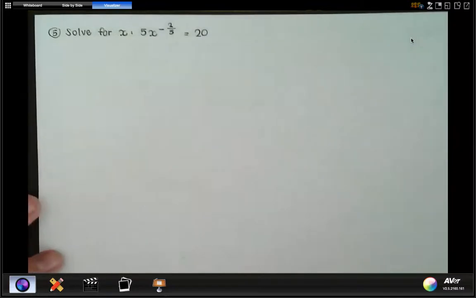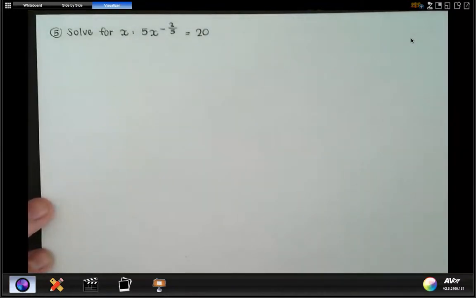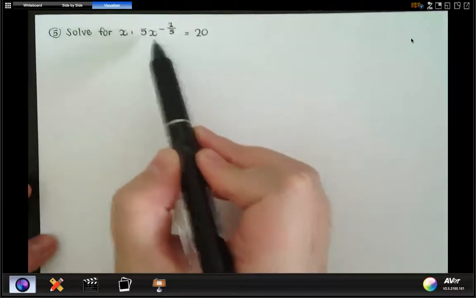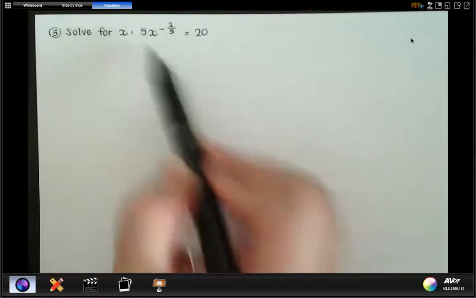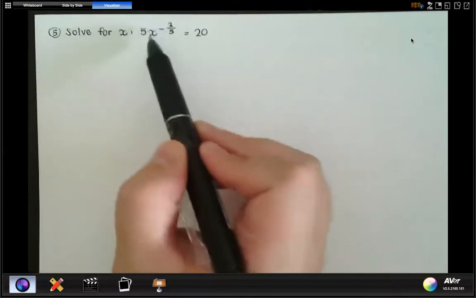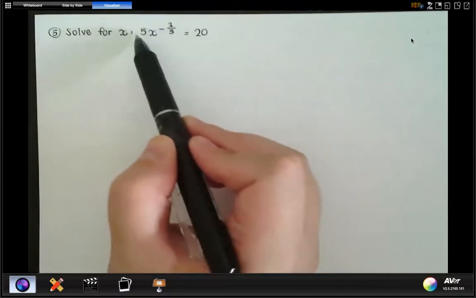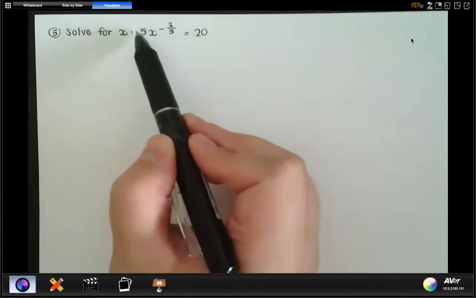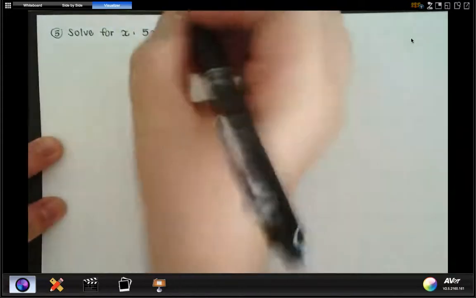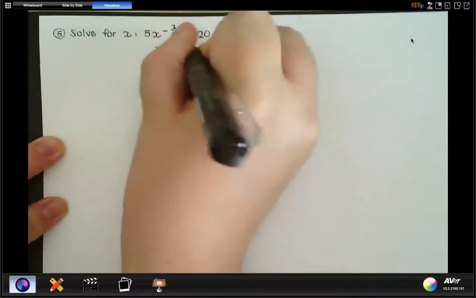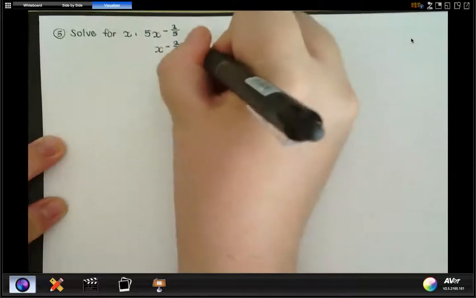So just like in any other, sorry, my door slammed from the wind. Just like in any other equation, if we just had 5x equals 20, you would all know to move that 5 to the other side, or to divide by 5. It's the same thing on this side. I'm multiplying the x variable by 5, so the opposite would be dividing by 5. So I'm going to say x to the negative 2 over 5 is equal to 20 divided by 5, which is 4.